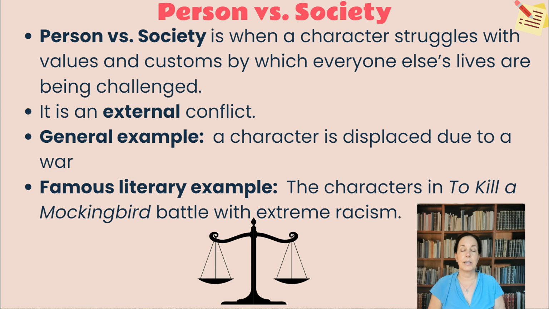The next type of conflict is person versus society. This is when a character struggles with values and customs by which everyone else's lives are being challenged. It is an external conflict. A general example, a character is displaced due to a war. A famous literary example, characters in To Kill a Mockingbird battle with extreme racism.